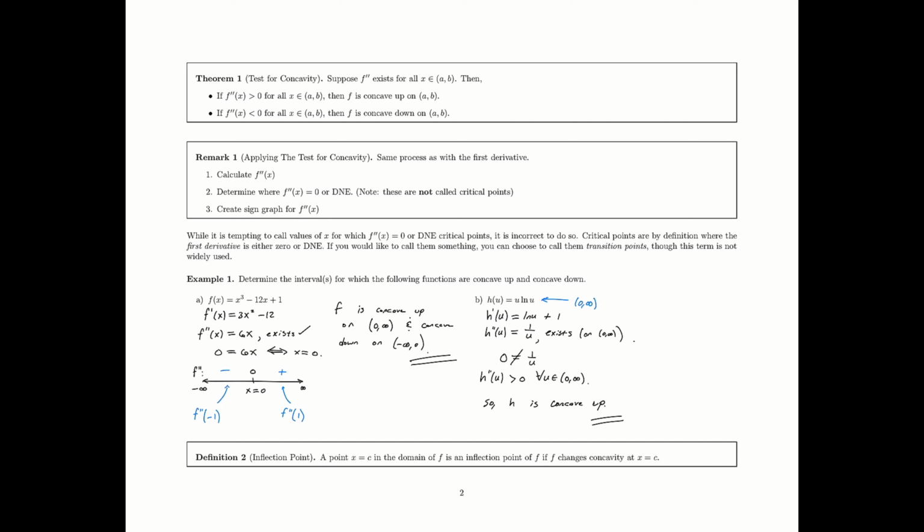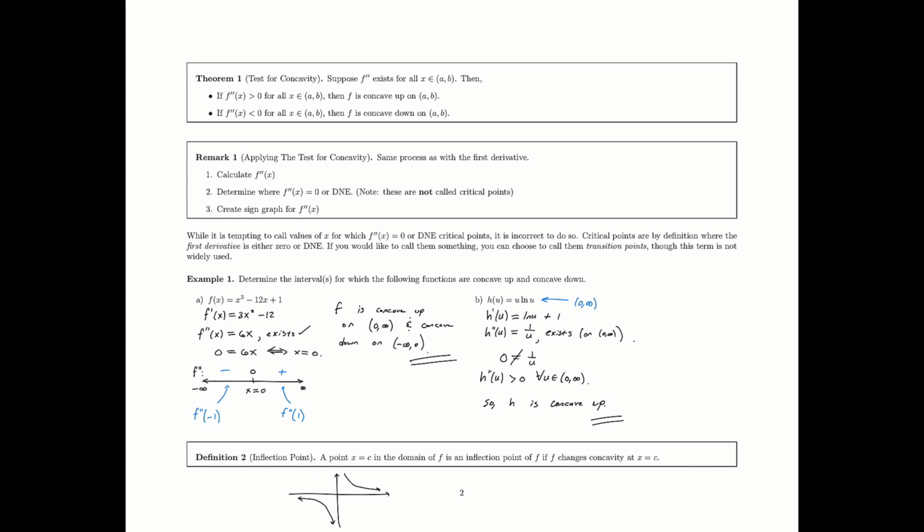All right, this next definition is an inflection point. An inflection point is a point in the domain of the function where on either side of that point the graph changes concavities. So it's really important, again, to emphasize that it's in the domain of the function, because you could have a graph like this where, let's say we take the graph of 1 over x.